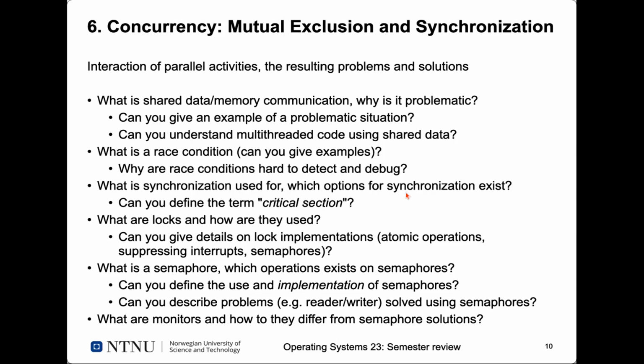So a race condition, for example. You should be able to understand multi-threaded code, like using p-threads that use shared data. You should be able to explain what a race condition is and give an example. You should probably ask yourself, why are these actually so hard to detect and debug?